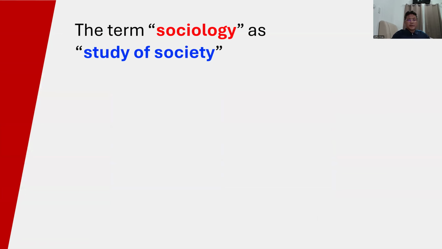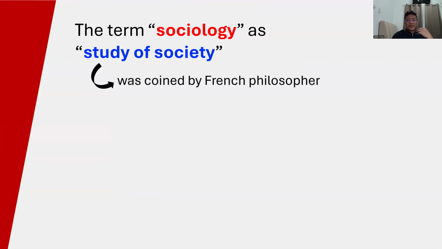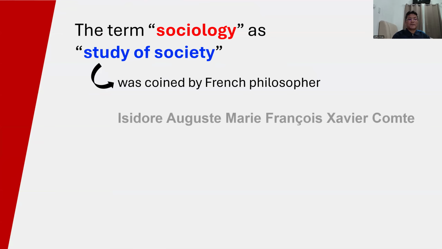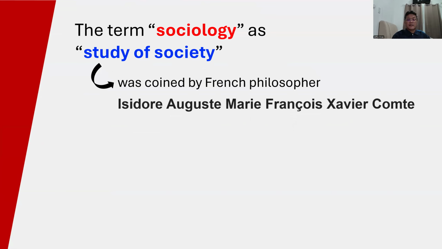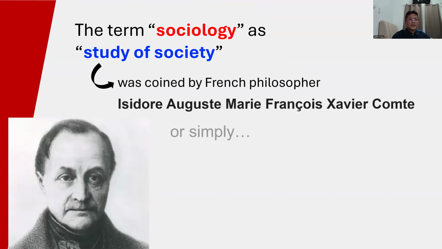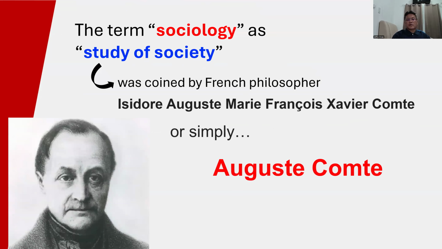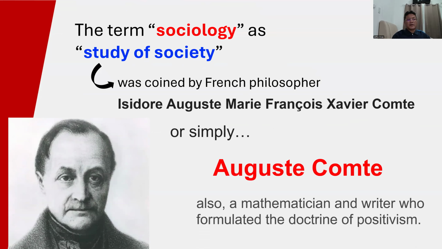It is important to know that the term sociology, as a study of society, was coined by the French philosopher Isidore Auguste Marie-François Xavier Comte, or simply Auguste Comte, who is also a mathematician and writer who formulated the doctrine of positivism.